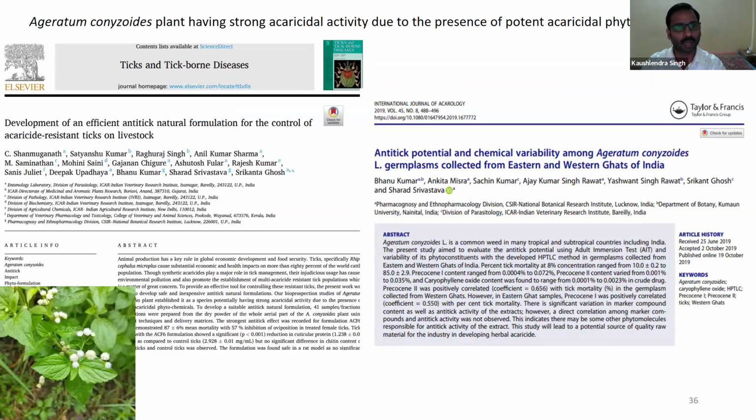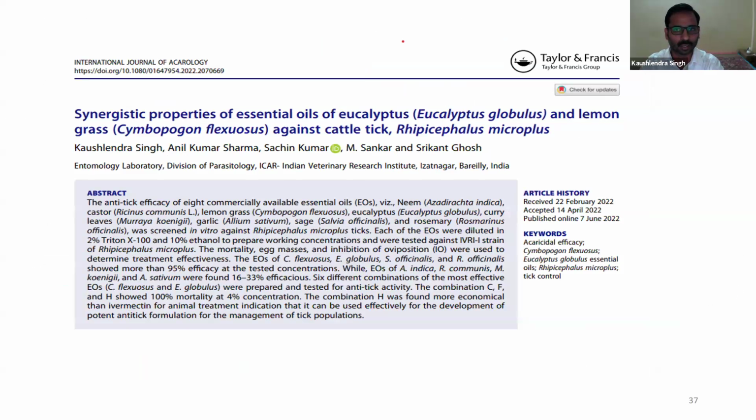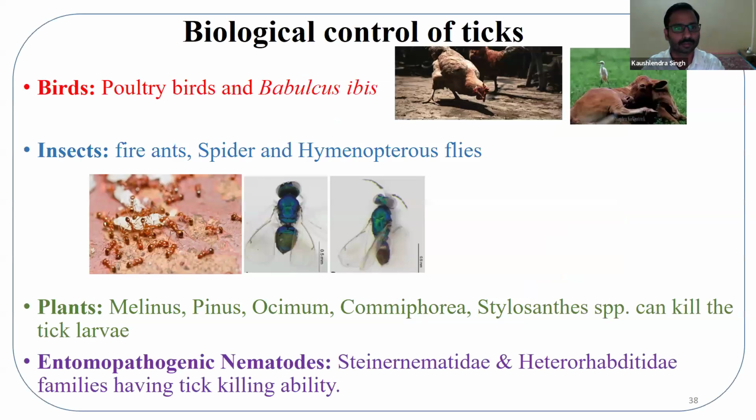Ageratum conyzoides plant has a strong acaricidal potential, and it was examined, and there are publications saying it can be used for tick control. A few essential oils also have acaricidal properties, like neem oil, castor oil, lemongrass oil, eucalyptus oil, curry leaf oil, garlic oil, and sage oil. These have acaricidal activity and can be used for the control of ticks.